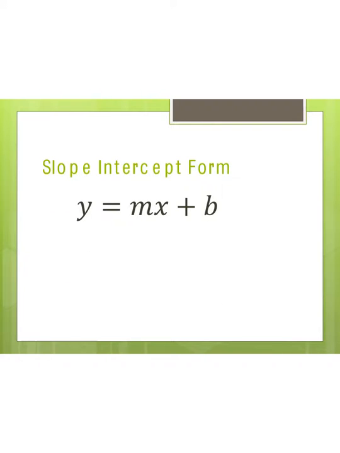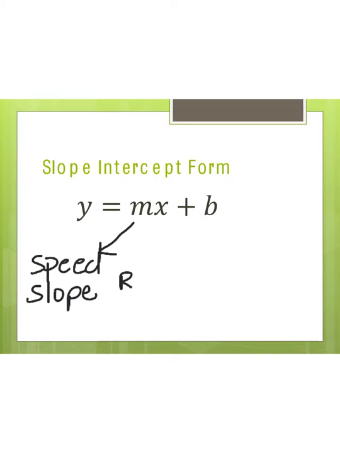The slope-intercept form we've been dealing with since the beginning of the year. And we know that the m is the speed, it's the slope. So if we're looking at a graph of a line, it's going to talk about the rise over the run, and then also the rate of change. So if it's going 5 miles every 2 minutes, then that's the rate of change.